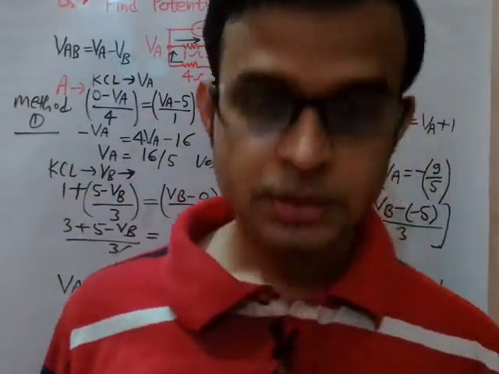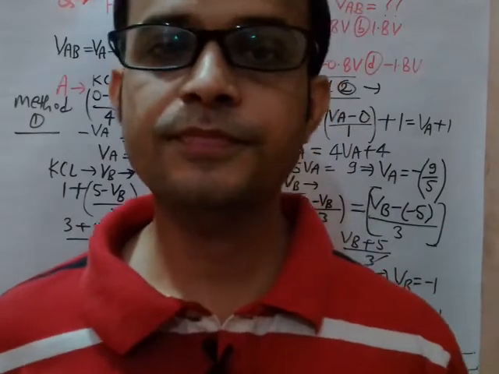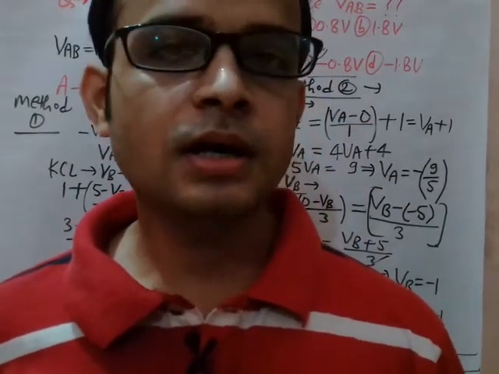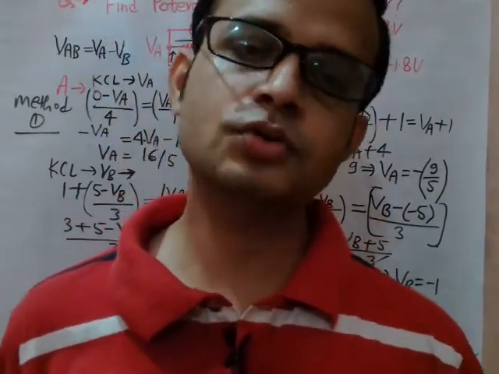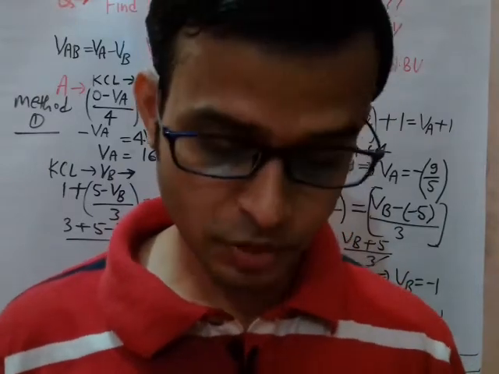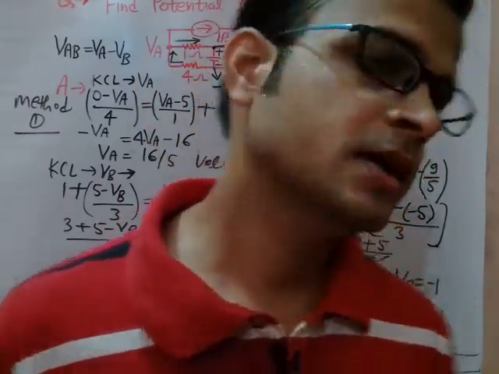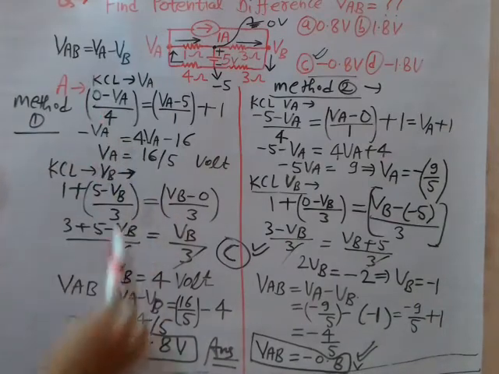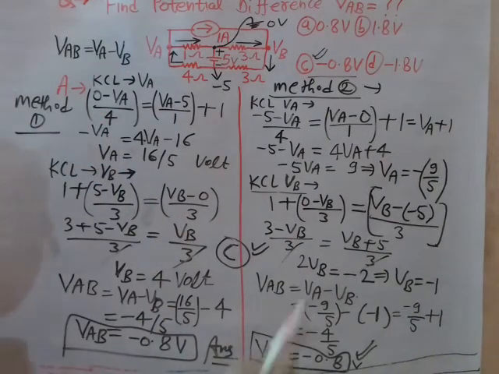So for simplicity, to avoid the confusion, you will always choose the negative terminal of the battery to be at ground potential, right? By that you can simply calculate like this. So option C is correct.